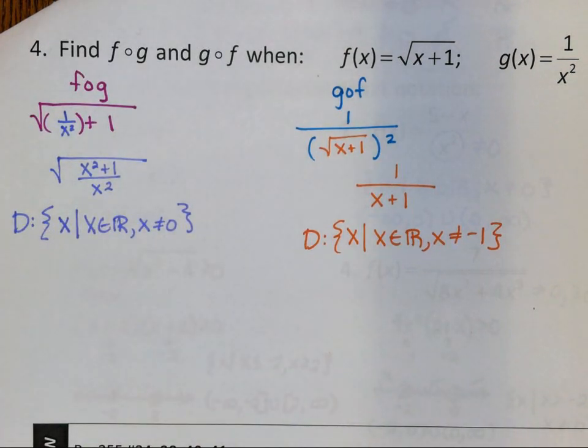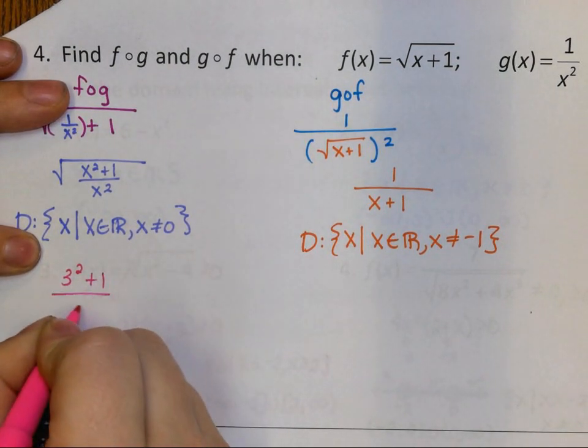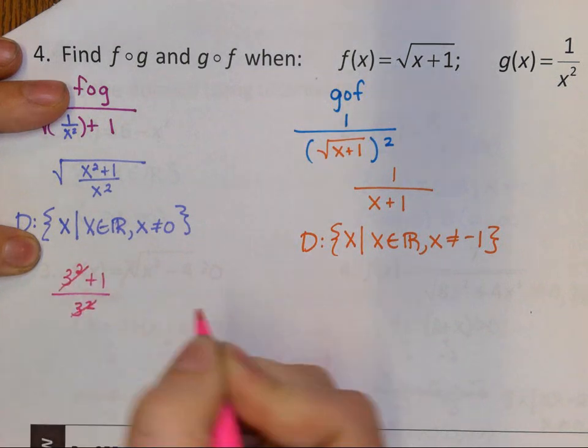Yes, ma'am? Can't you just simplify it? No! The reason why, let's think about it this way. Give me a number. 10. What's 10 squared? 100. Plus 1? 101. Divided by 100, is that 1? No. I can pick any number. Let's say 3 squared plus 1 over 3 squared. You cannot just go like that.